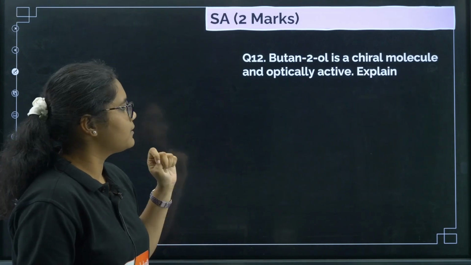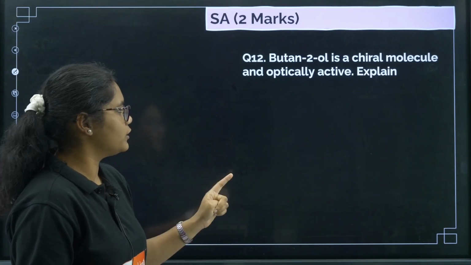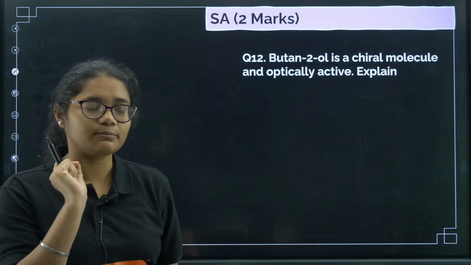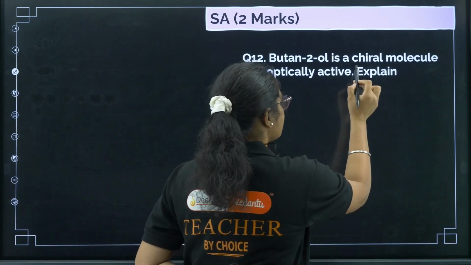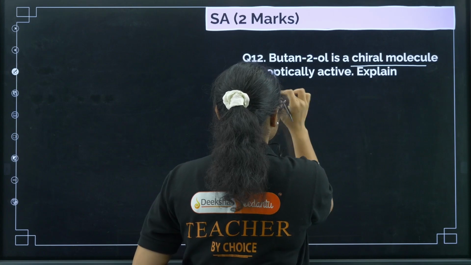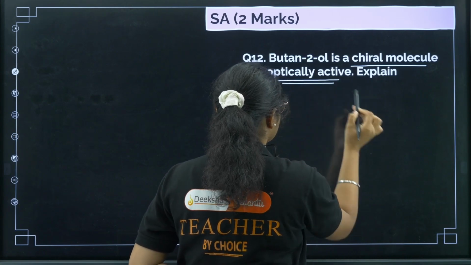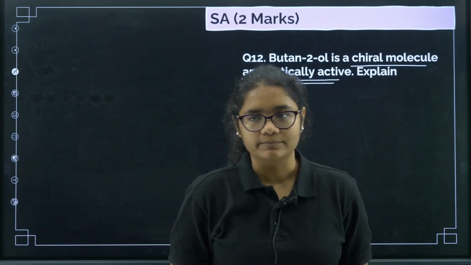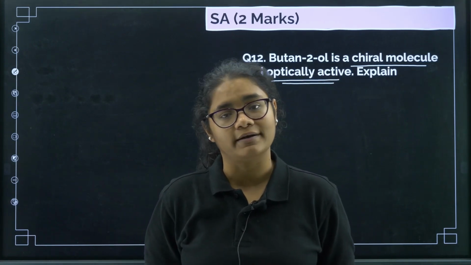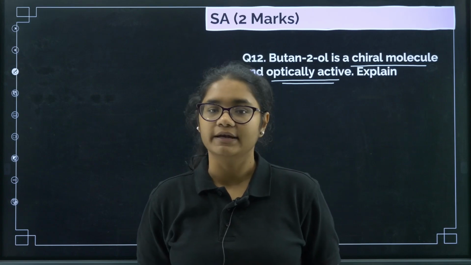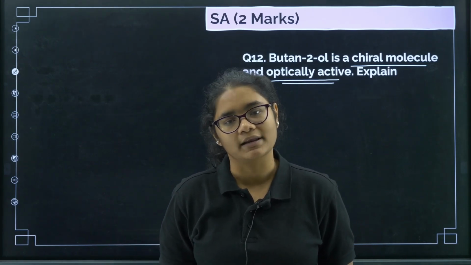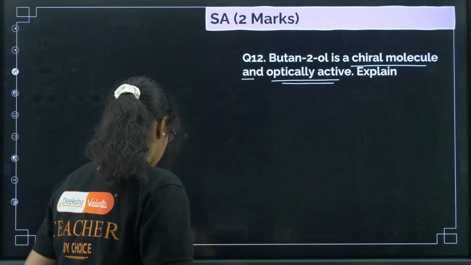Next, we have a question here: butan-2-ol is a chiral molecule and optically active, explain. Here is a very important thing you need to think. You need to explain why it is a chiral molecule, and then why it is optically active. Now what is optical activity? Whenever a molecule is able to rotate the plane polarized light, it is called optically active. What is the condition for optical activity? That it should be a chiral molecule, right?